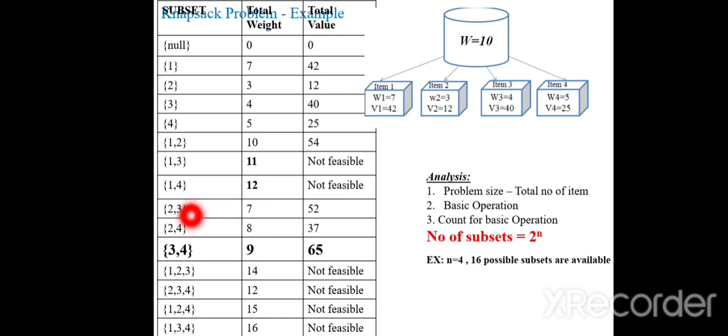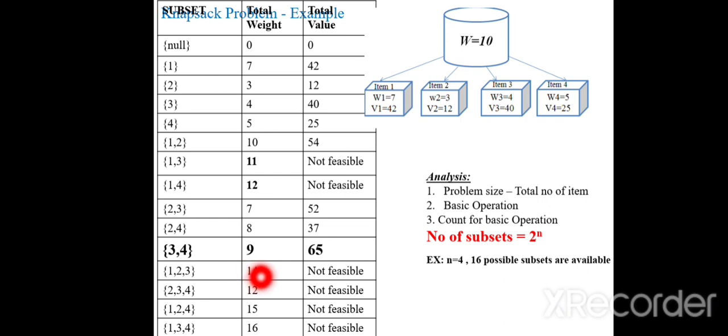Next we are considering items 2 and 3 alone. The total weight is 7 and the total value is 52. Next we consider 2, 4, that is item 2 and item 4. The total weight is 8 and the total value is 37. Next items 3, 4: the total weight is 9 and the value is 65. Now consider items 1, 2, 3. The total weight is 14, so not feasible. Items 2, 3, 4: total weight is 12, not feasible. Items 1, 2, 4: total weight is 15, not possible. Next items 1, 3, 4: total weight is 16, not feasible.